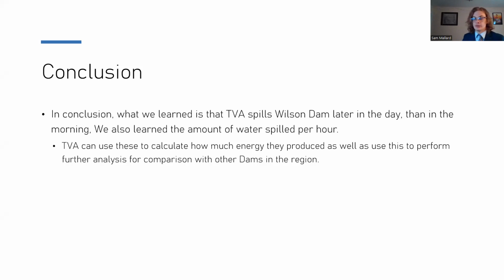So TVA can basically use this data to see how much energy they produced, as well as perform other analyses for comparison with other dams in the region, like Guntersville. There's also Wheeler Dam, and those are some in North Alabama that I can think of. You can also compare to see if they're around the same, if they're relatively the same size. They're both situated off the Tennessee River. So that is one version of this.